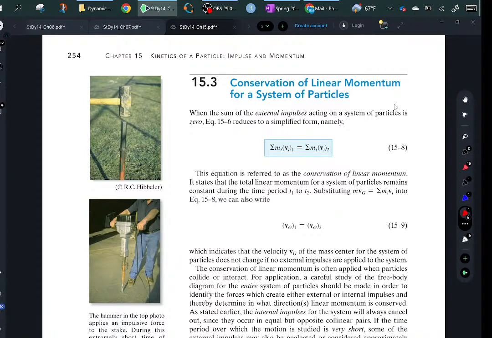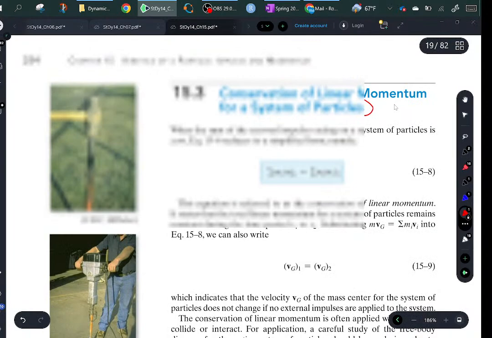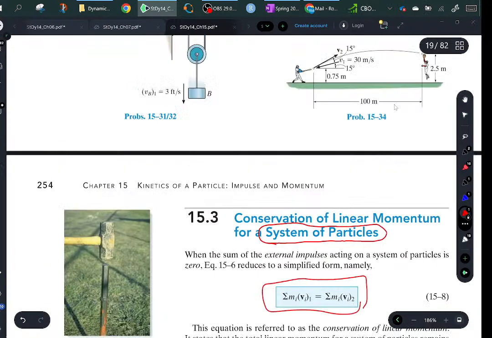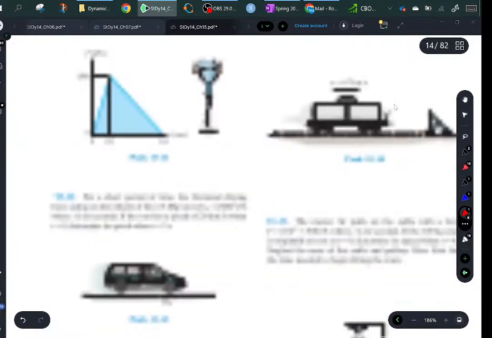Now, he says the conservation of momentum for a system of particles. Now, let me kind of explain that by looking at this equation paired to, maybe I should just copy these and put them.